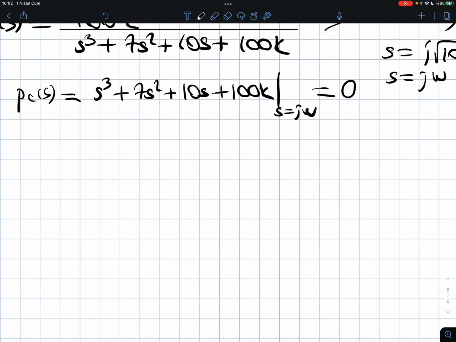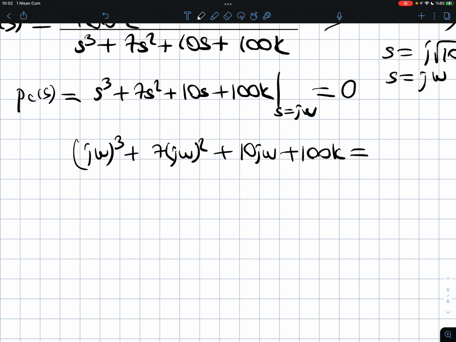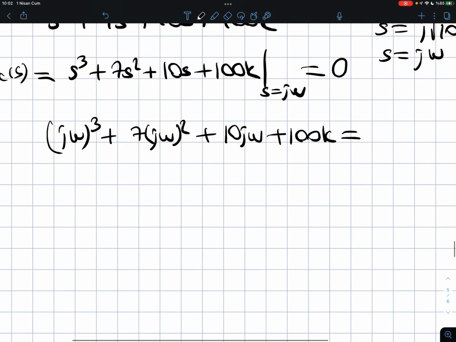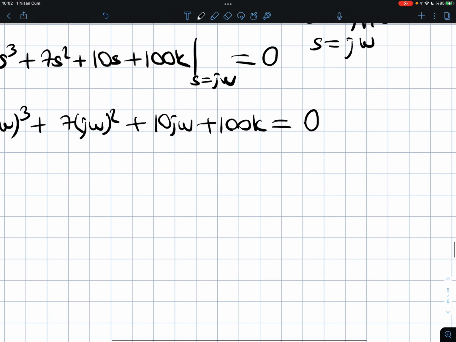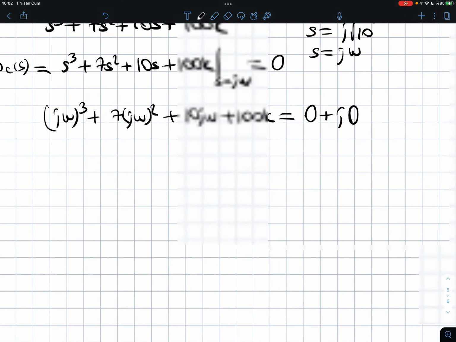Now let's plug in j omega. The cube of j omega plus 7 j omega squared plus 10 j omega plus 100k should be equal to 0. Now at this point, I can see that the left-hand side is a complex number or complex valued function. In this particular case, I don't only write 0, but since this is not a real valued 0, this is a complex 0, I have also j0 here.